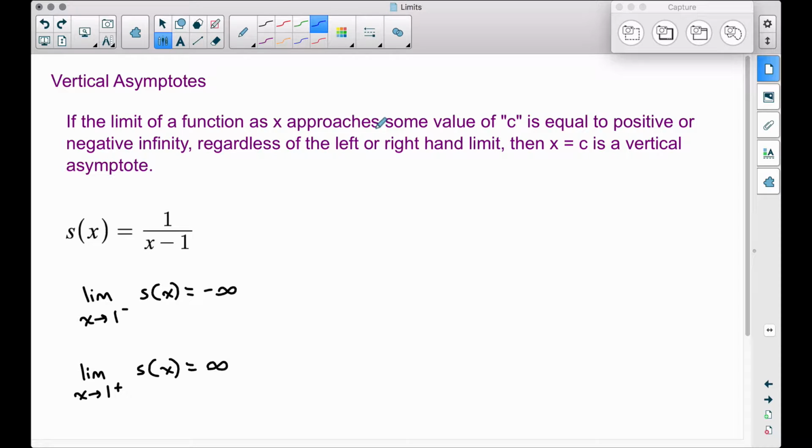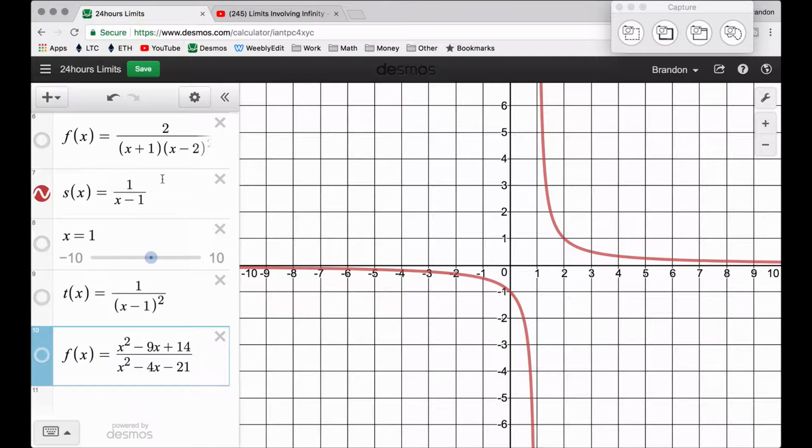Let's look at this graph before we tackle that example I mentioned earlier. So here's our s of x function, the same exact one we just saw, and notice as we approach this x value of 1 from the left, the function shoots off to negative infinity, and as we approach 1 from the right, we shoot off to positive infinity. Now, by definition, regardless of left or right-handed limit, if we're shooting off to positive or negative infinity, then whatever value we were approaching, in this case 1, x equals 1 is a vertical asymptote.